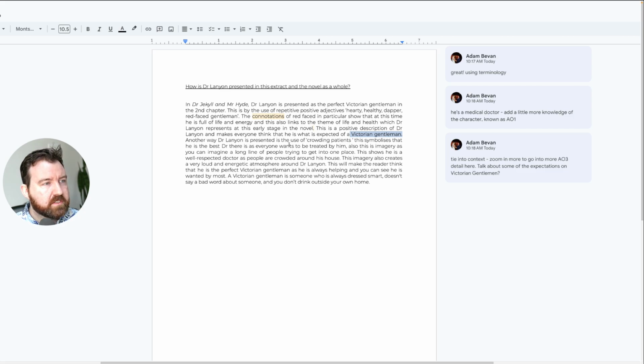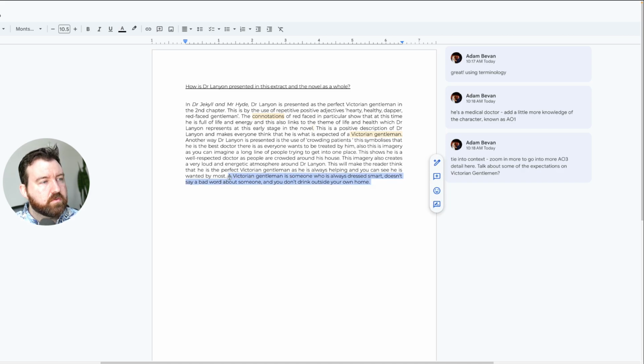Another way Dr. Lanyon is presented is the use of crowding patients. This symbolizes that he is the best doctor there is, as everyone wants to be treated by him. Also, this is imagery, as you can imagine, a long line of people trying to get into one place. This shows he is a well-respected doctor, as people are crowded around his house. This imagery also creates a very loud and energetic atmosphere around Dr. Lanyon. This will make the reader think that he is the perfect Victorian gentleman, as he is always helping, and you can see he is wanted by most. A Victorian gentleman is someone who is always dressed smart, doesn't say a bad word about someone, and you don't drink outside your own home.